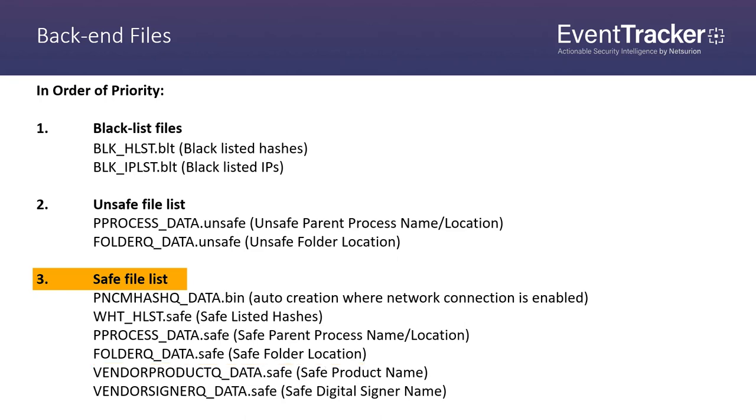The safe list also includes the list of safe product names and the digital signer name. These files are maintained separately to distinguish different products from the same vendor. For example, Internet Explorer is the product name from the digital signer, which is Microsoft Corporation.